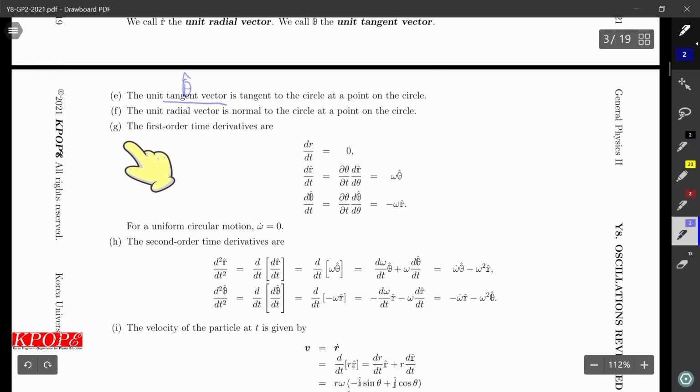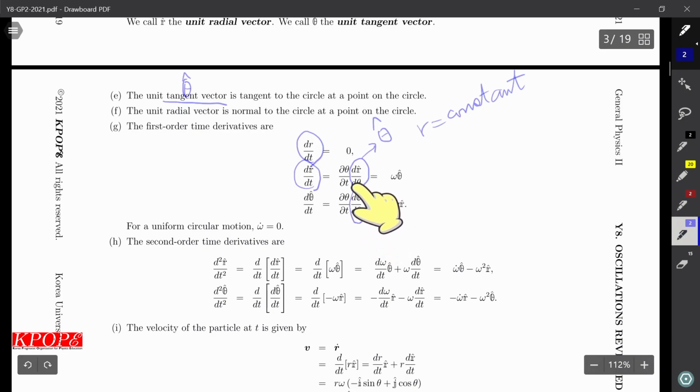In summary, we find the first order time derivative. First, radius itself is constant. Radius r equals constant. But unit radial vector changes with respect to the angle. So applying chain rule, we compute this, and previously we have obtained this one, theta hat, and it was minus r hat, right?